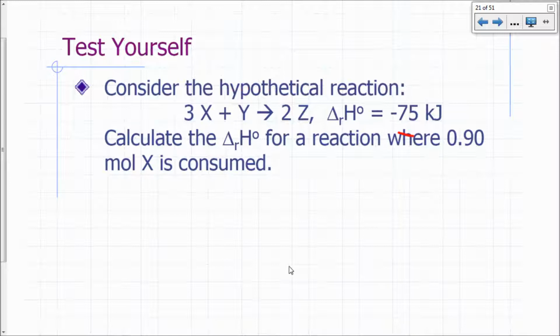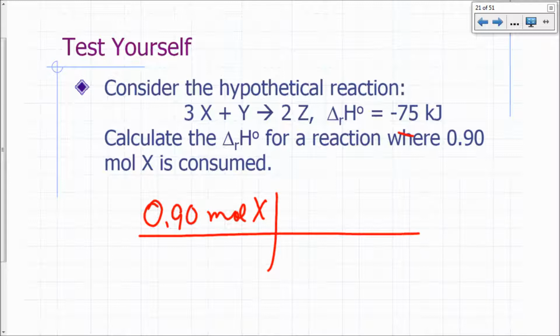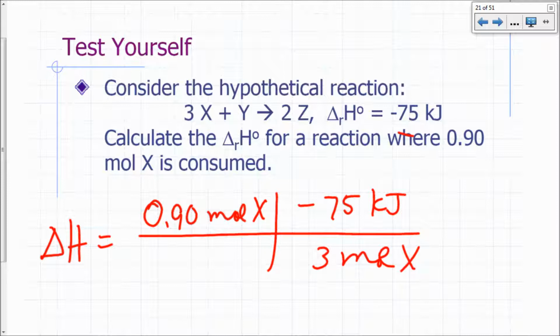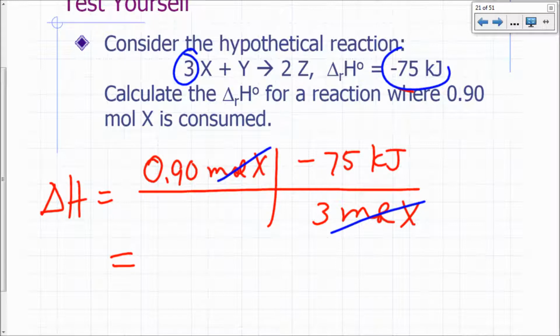What would you have to do? Well, these are all directly proportional quantities, so you can just use a conversion factor, okay? So if only 0.9 moles of X are consumed, I can just do a conversion here. Our delta H for this would be negative 75 kilojoules for 3 moles of X, right? Times 0.9 moles of X. So that's all you have to do. It's really saying it's negative 75 for 3 moles of X, or you can say it's negative 25 kilojoules per mole of X, right? So our delta H in this case is how much? Negative 22.5 kilojoules. Okay, and with 2 sig figs, so negative 23 or negative 22 kilojoules.